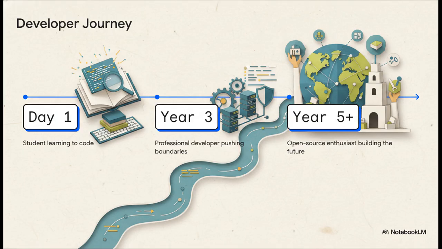Let's see how this builds across an entire developer's career journey, because this really highlights the democratization of AI we're talking about. Look at day 1. You've got a student who desperately needs clear explanations, but absolutely cannot afford a premium $20 a month subscription. Fast forward to year 3. Now you're a professional developer really pushing boundaries. You're utilizing that LSP integration to ship complex projects at scale, all while strictly managing your own API costs. And by year 5 and beyond, you're an open source enthusiast, actively building the future of the very tool you use by contributing to its codebase. It literally grows with you.